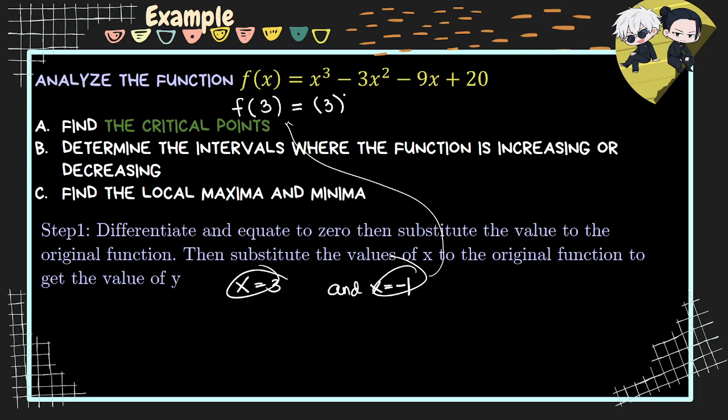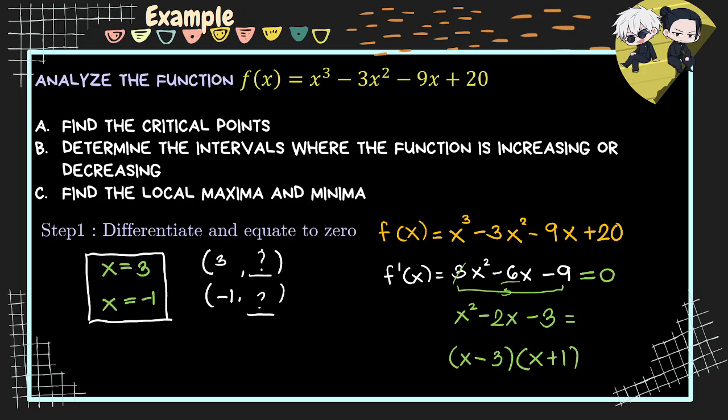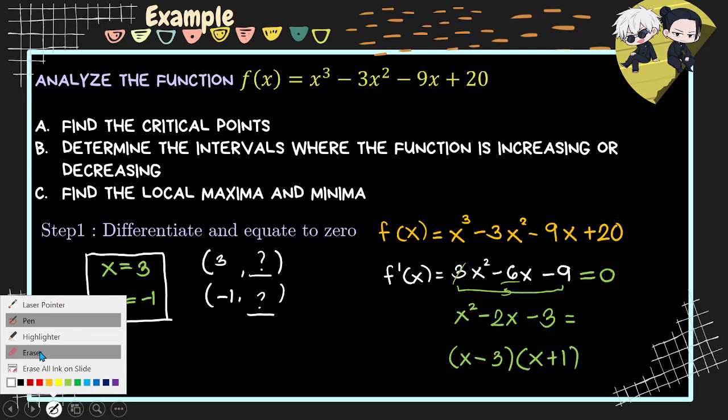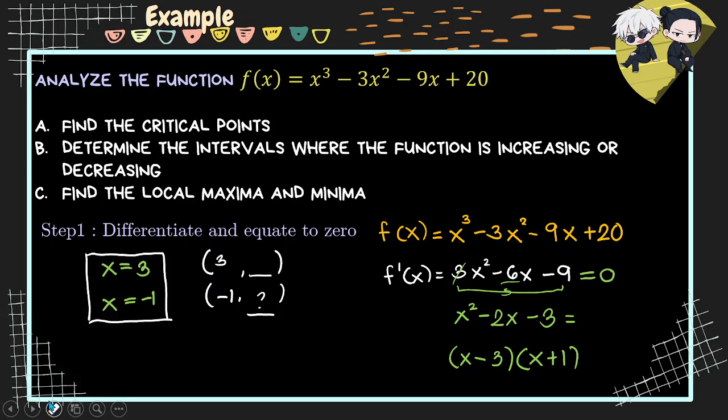So, 3 cubed minus 3 times 3 squared minus 9 times 3 plus 20 on your calculator. Try nyo kakalculate. What's the answer? So, the answer is negative 7. So, since negative 7 ang sagot, going back to our slide, yung ilalagay natin dito is negative 7. Okay? Ito ay negative 7.